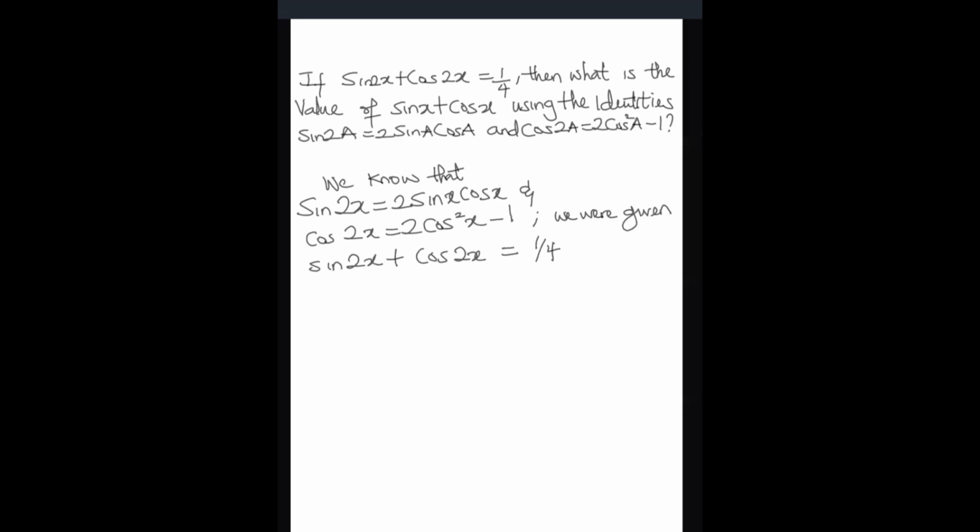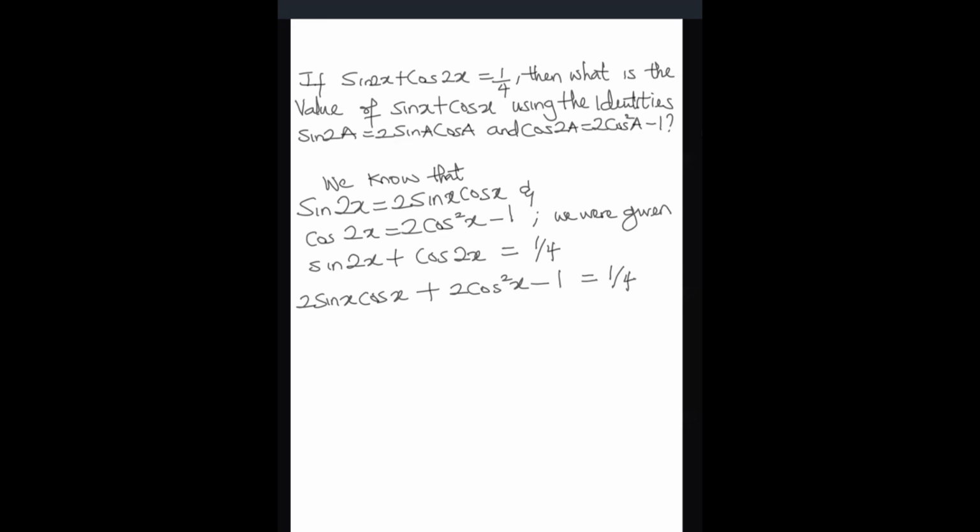So we know that sine 2x is the same thing as 2 sine x cos x, plus we also know that cos 2x is the same thing as 2 cos squared x minus 1. Then remember that everything is equal to 1 over 4. Now, what do I do? Remember that I'm looking for sine x plus cos x. So everything I do here now is me working my way around getting sine x plus cos x. That's all I'm expected to do.